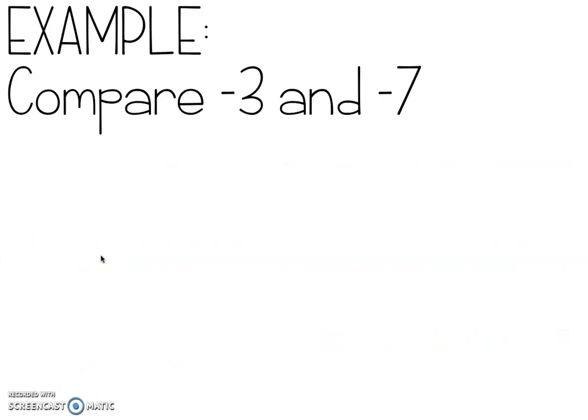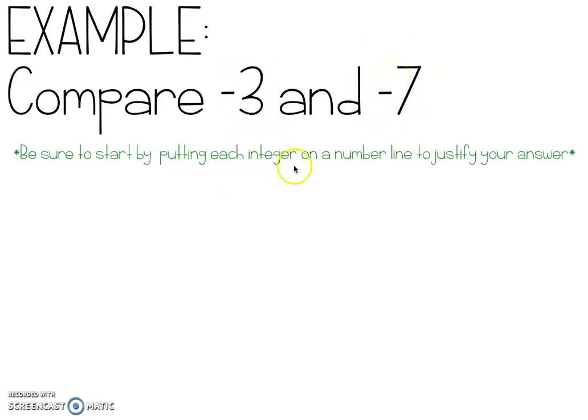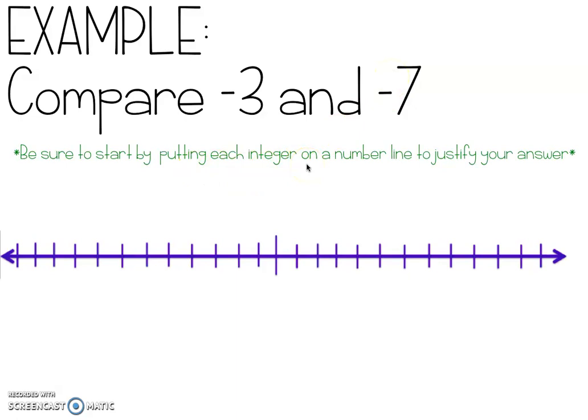For example, we've got compare -3 and -7. Sometimes when we're comparing two negatives, it can be a little bit challenging because we're used to thinking that 3 is less than 7. Well, we're not talking about 3 and 7. We're talking about -3 and -7. So again, we're going to start by putting each of the integers on the number line. Here's my number line. Start with my 0 in the middle, and then I'm going to plot my -3. To plot -3, we start at 0, and then go 3 spaces to the left. To plot my -7, I'm going to start at 0, then go 7 spaces to the left.